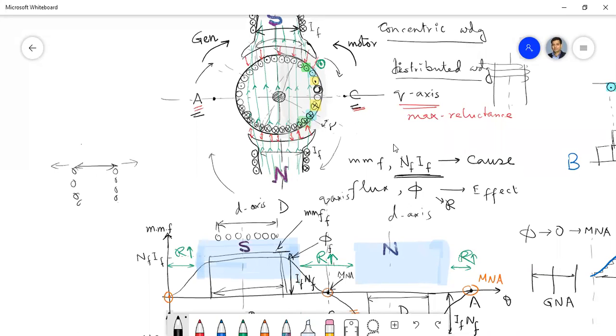Okay, now it is not a 2D thing. Machine is basically a 3D thing. So then it will be a plane. So geometric neutral plane, not axis. Is that clear? Anybody?